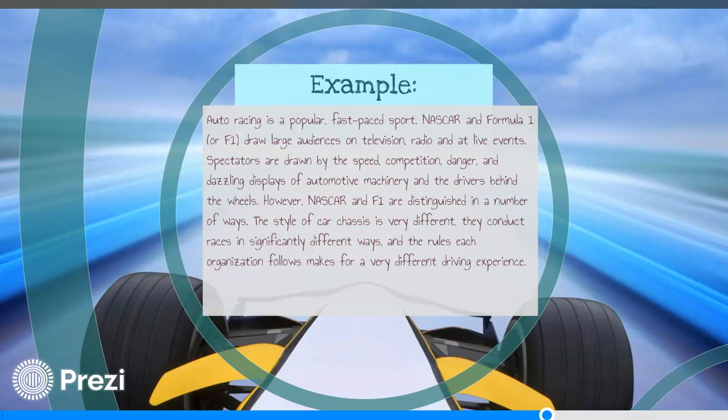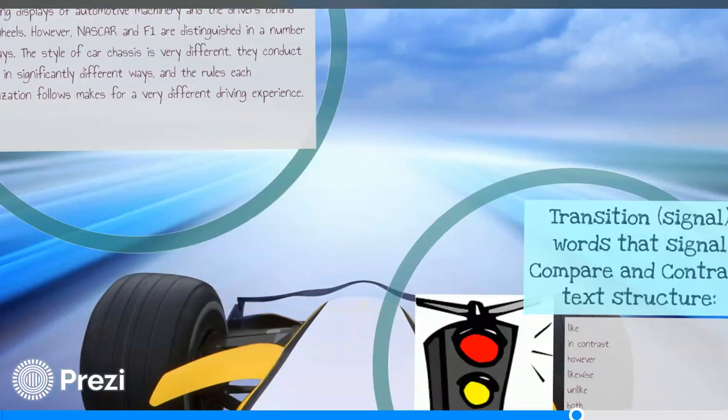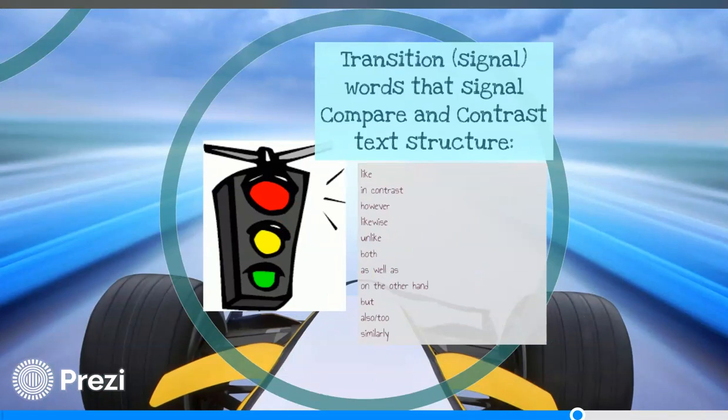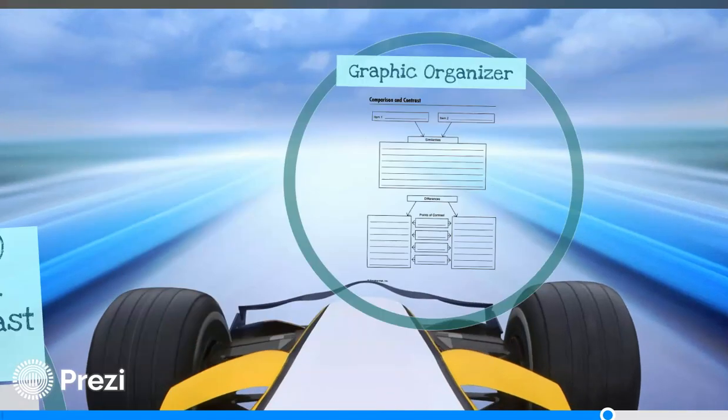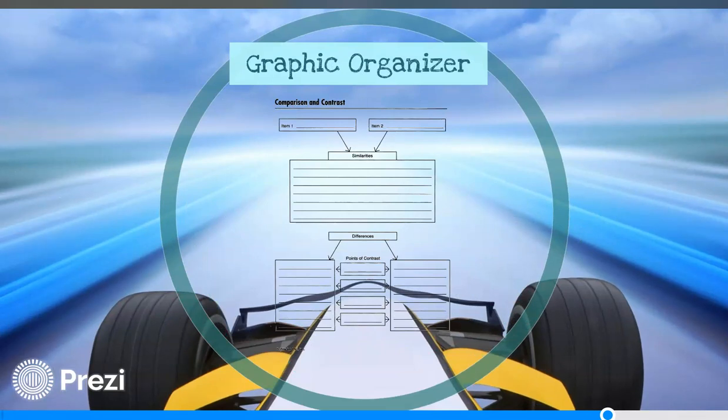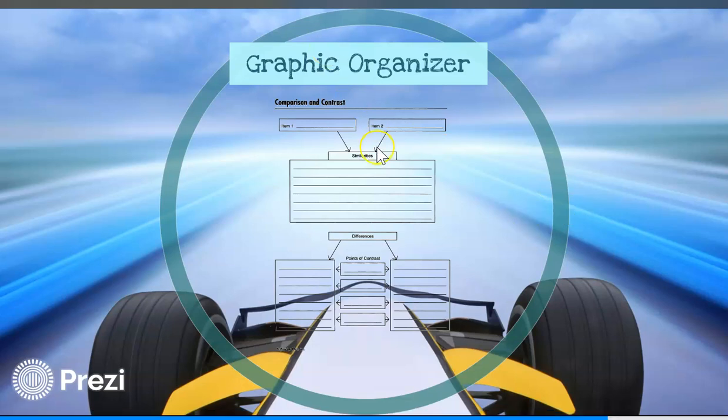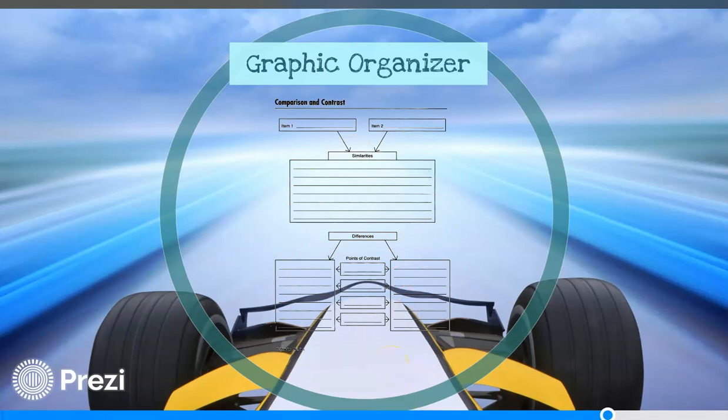However, NASCAR and F1 are distinguished in a number of ways. The style of car chassis is very different. They conduct races in significantly different ways, and the rules each organization follows makes for a very different driving experience. These are the type of words that you would look for in compare and contrast text structure. An author who might want to organize his or her ideas to compare and contrast a topic might use a graphic organizer like this one. They have one topic here, a second topic here. They show the similarities, and then of course they can show the points of contrast or how they are different.